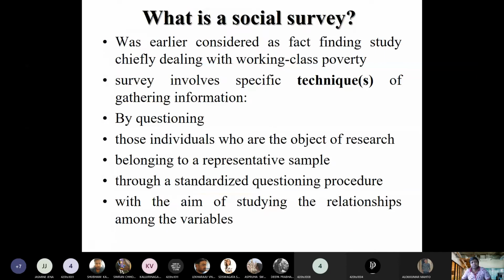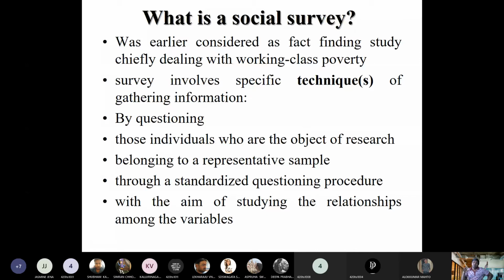What is a social survey? It was earlier considered a fact-finding study chiefly dealing with working class poverty, which I have already told you. Generally, whenever we say survey, people feel that a survey is to find out working class poverty. They assume the survey was only confined to poverty, nothing else. Survey involves specific techniques of gathering information. So generally, in a survey we use specific techniques for collecting it.